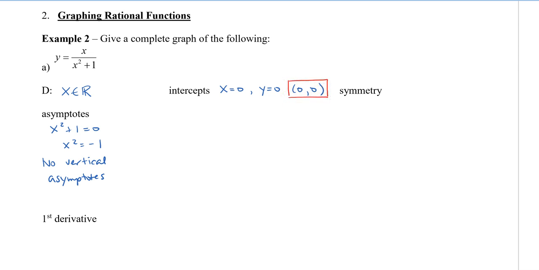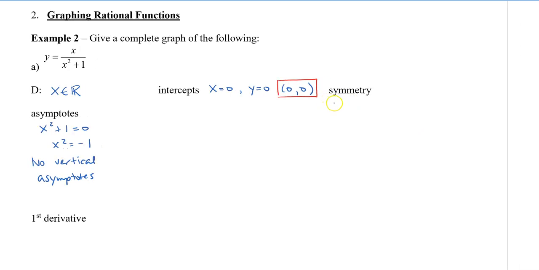All right, next, let's take a look at symmetry. So when I plug in negative x into the equation, I get negative x divided by negative x squared plus 1. And this simplifies to x squared, because when I square a negative, it still becomes positive, plus 1. I compare this function with my original, and I can see that they are different, so it's not even.